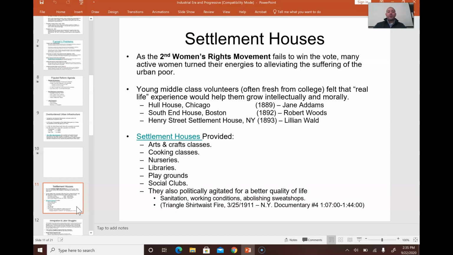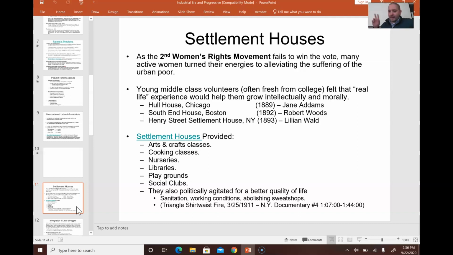There's a huge amount of people moving into cities. Immigrants are moving into the cities, and people from rural areas are moving into cities. So as a result of that, there's a growth of what are called settlement houses. Settlement houses are a way to help the urban poor and the people who are really struggling to find their way in the new urban environments.